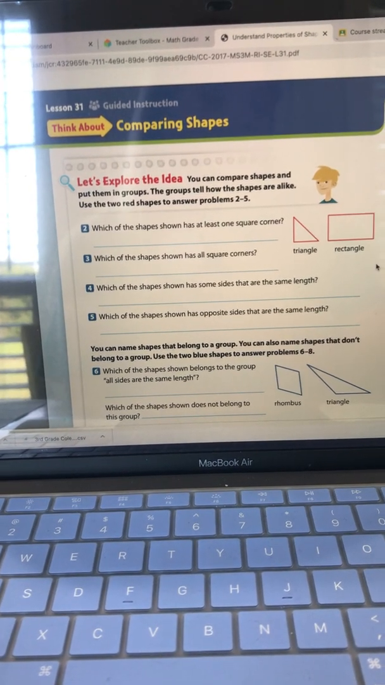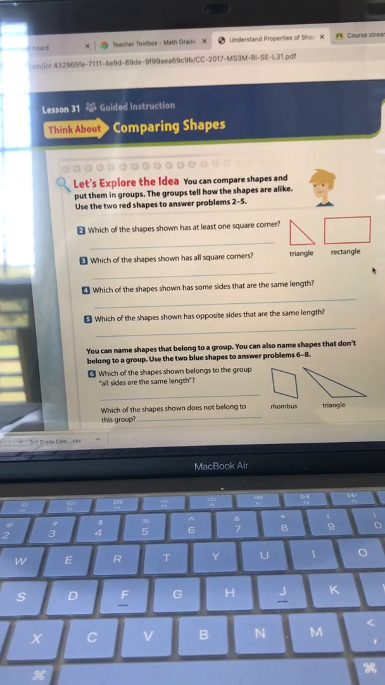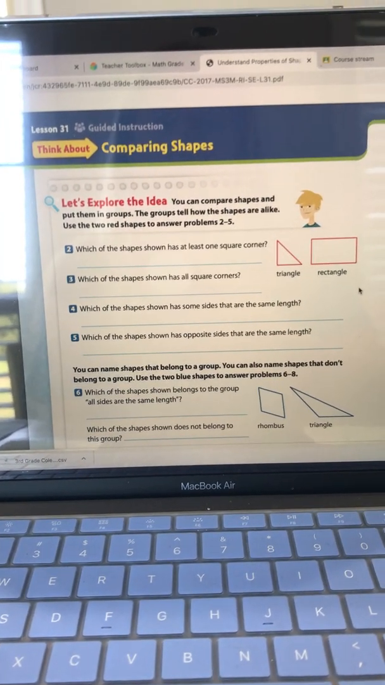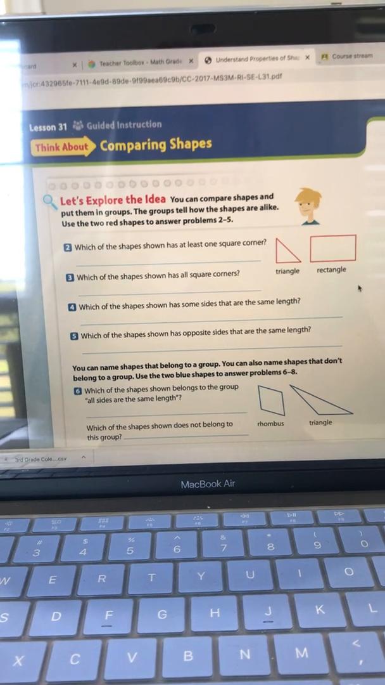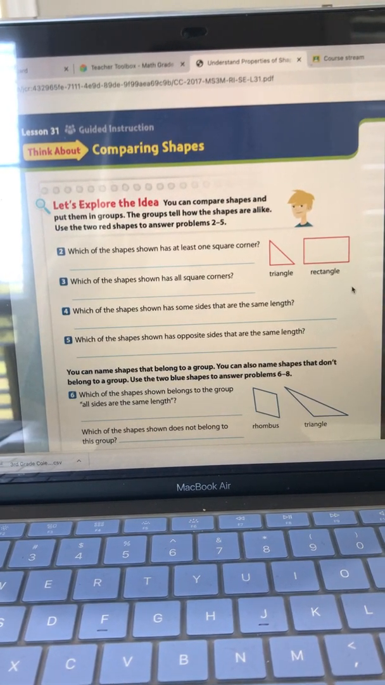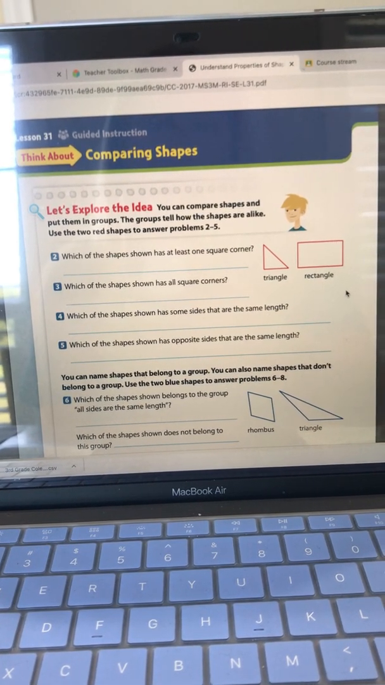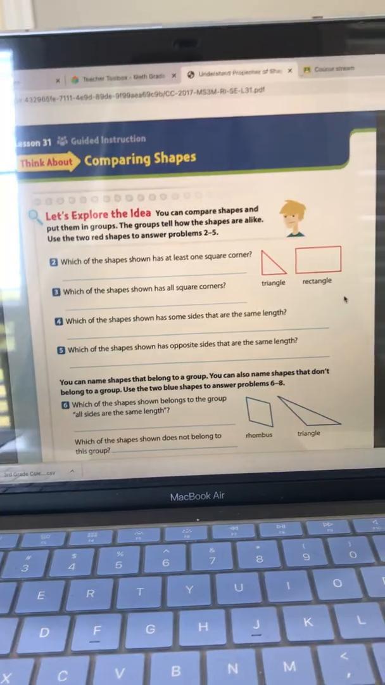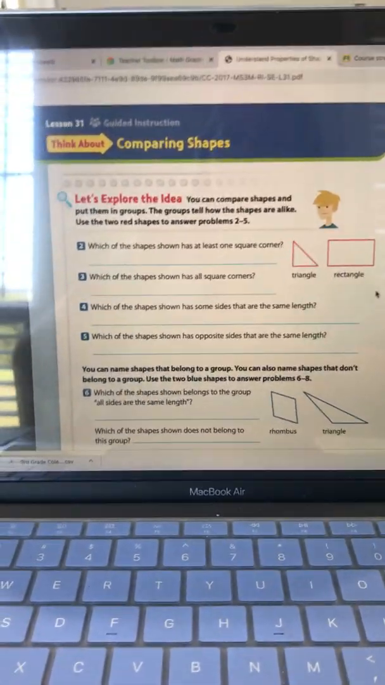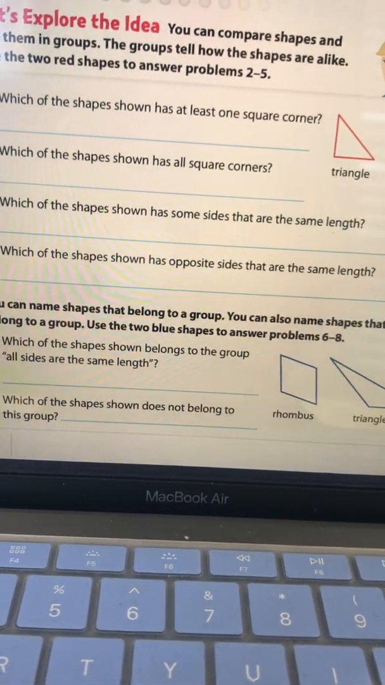On page 332, this is lesson 31, guided instruction. It says, let's explore the idea. You can compare shapes and put them in groups. The groups tell how the shapes are alike. Use the two red shapes to answer problems 2 through 5. Okay, so we're thinking about those attributes that we learned from the previous lesson. Let's look at number 2.